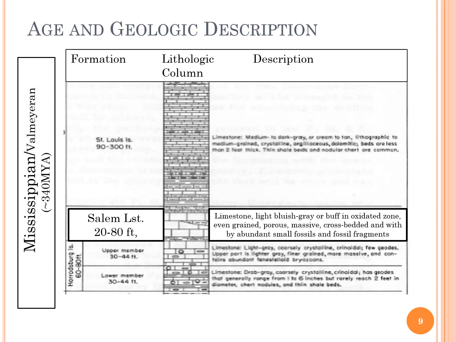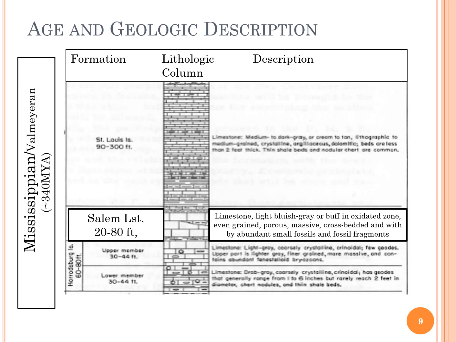So let's talk a little bit about the age and geologic description of the Indiana limestone. Well, the Indiana limestone was formed about 340 million years ago during a time in the Earth's history that geologists, at least in the United States, like to call the Mississippian. The general area of the Indiana limestone is made up of three major limestone formations, the bottom one being the Harrodsburg limestone, the central one being the Salem, and then the upper one being the St. Louis, all limestones. But the formation we want to focus in on is the Salem limestone formation, about 20 to 80 feet thick.